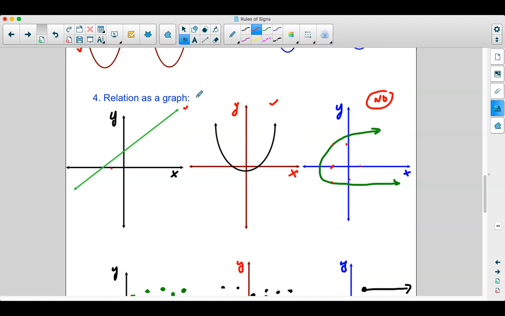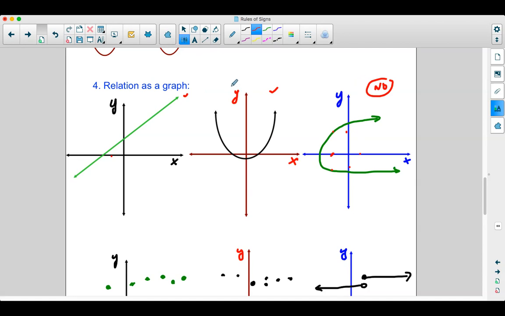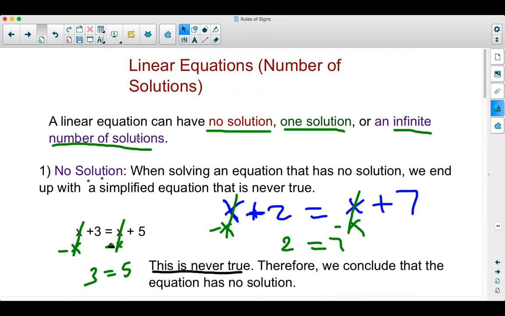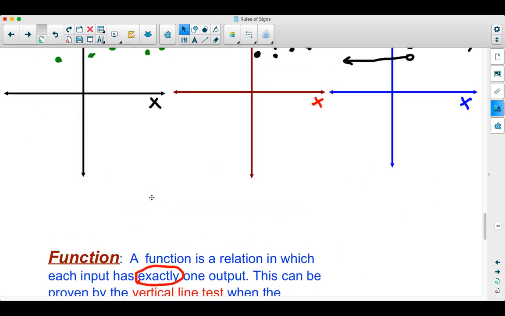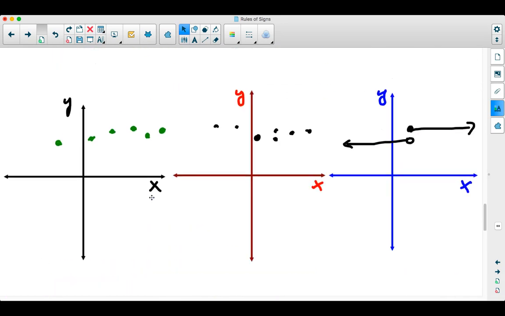And there's a test. If you have a graph, there is a test that we use called the vertical line test to show if something is a function. The way that test works is, if you trace a vertical line at any point of the graph, that vertical line needs to cross the graph only once. I think I chose the wrong tool. That vertical line needs to cross the graph only once.